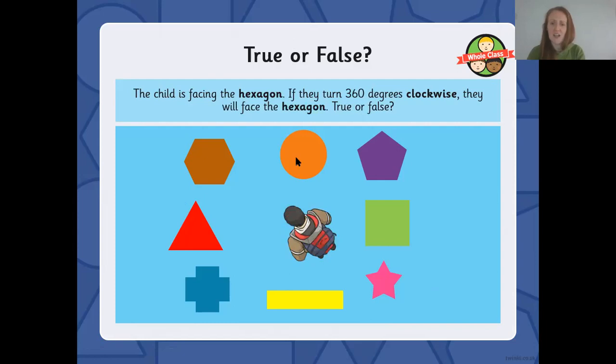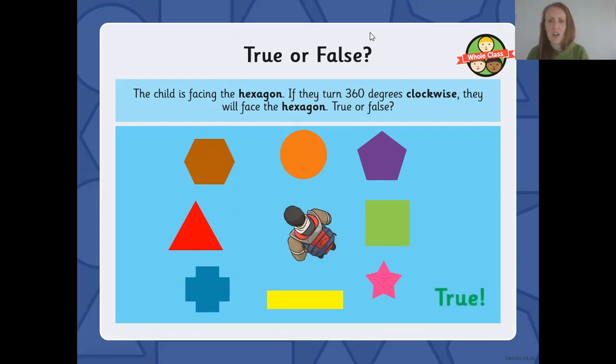So he's facing the hexagon. If he turns 360 degrees clockwise, remember that's a whole turn, he will face the hexagon. And it's clockwise, so we need to go the right direction for the clock. So he's here. If he does 4 quarter turns, or a whole turn, so there's 1 quarter turn, 2 quarter turn, 3 quarter turn, 4 quarter turn is 360 degrees, a full turn, he will be back where he started. So it's true. There we go.